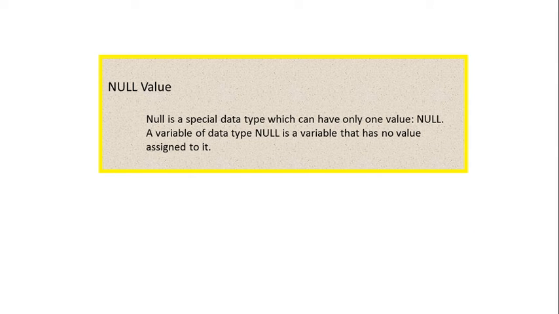Next one is null value. A null is a special data type which can have only one value, that is null. A variable of data type null is a variable that has no value assigned to it.